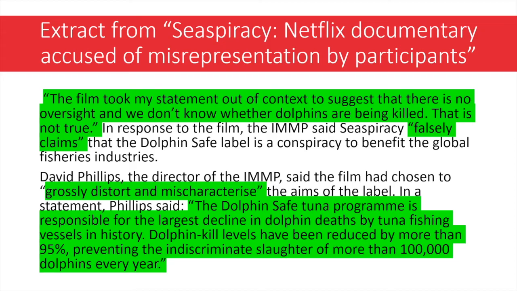In this example, the words of David Phillips were previously taken out of context, and this article wants to actually set it straight. Always think about the aim of the author. Why are they writing this? What's in it for them? This text leads into the next slide about the attitude of the writer.